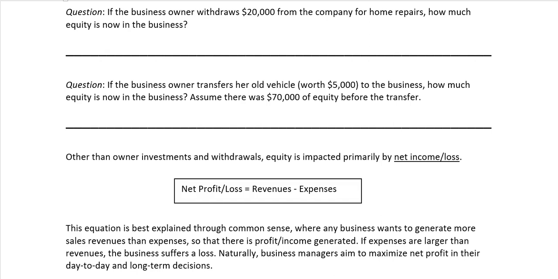Now, going from there, we have our first question. If the business owner withdraws $20,000 from the company for home repairs, how much equity is now in the business? So, understanding that putting money into a business makes equity go up and taking money out makes equity go down, we're going to go ahead and attempt this question. So we start off with 70,000.